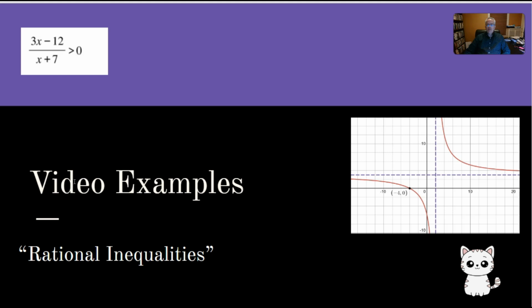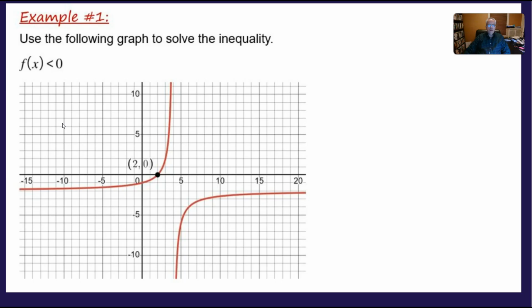We're going to do a few examples of solving rational inequalities. All right, here we go. The first way we're going to solve rational inequalities is by using a graph.